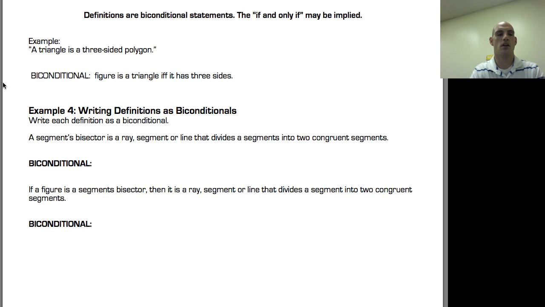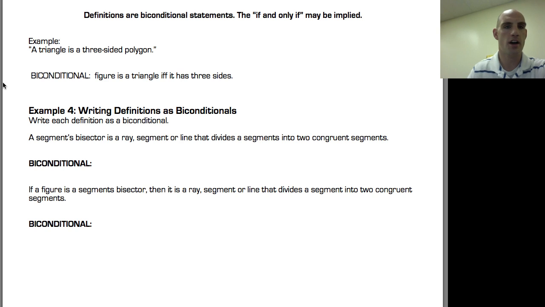And so definitions are going to be under the classification of biconditional statements. But the if and only if part of a biconditional is going to be implied. Remember those two conditions, the converse and the conditional? Well, that's going to be part of all this, and it's going to have to work both ways. It's going to have to be true to be a definition.